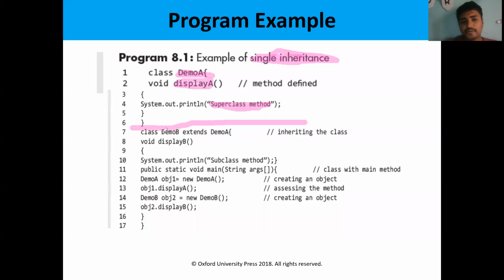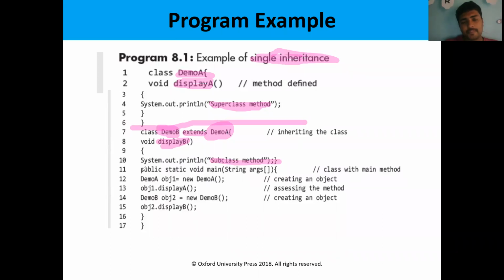Next, he is going to create the class demo B, which is going to extend the properties of demo A. Then he is going to have another method, display B. Here he is going to print the subclass method. Up to this point, the code is for display B.